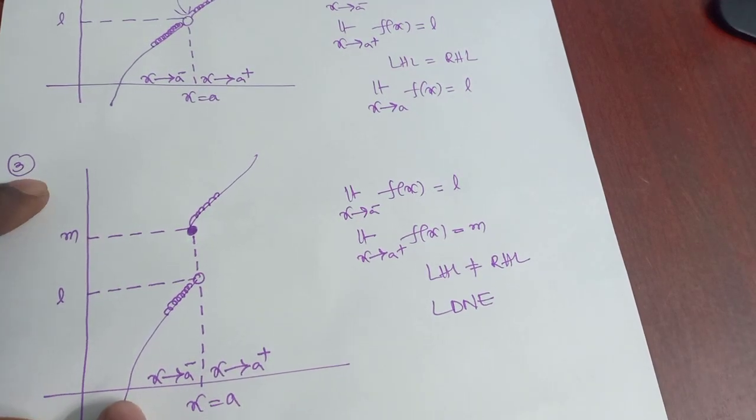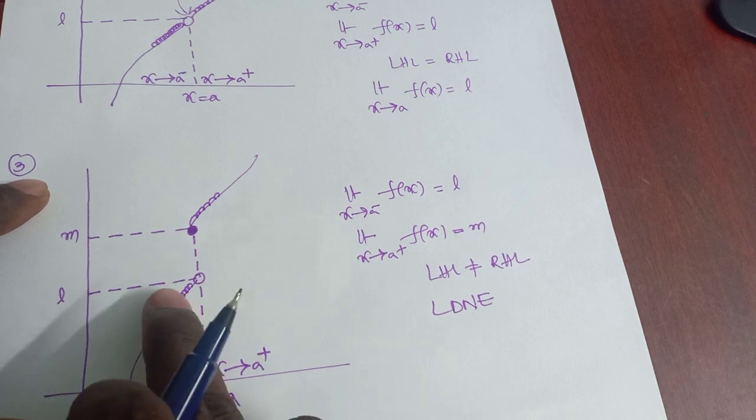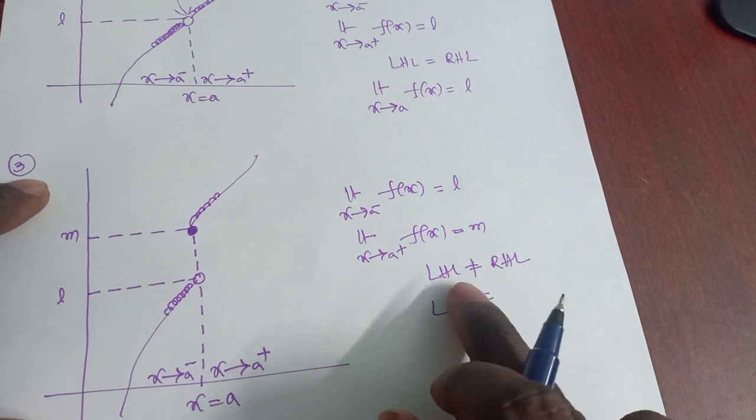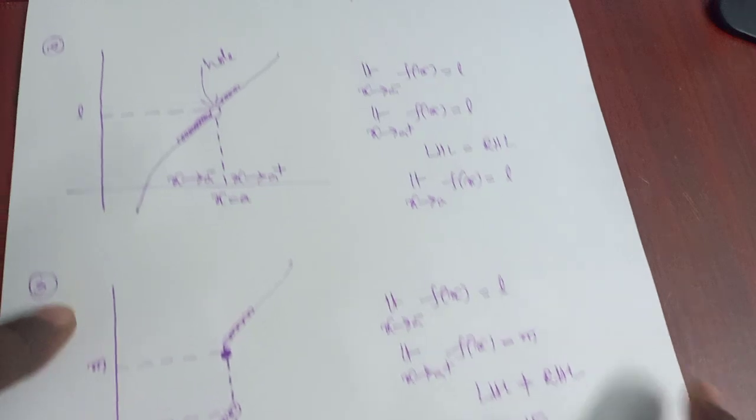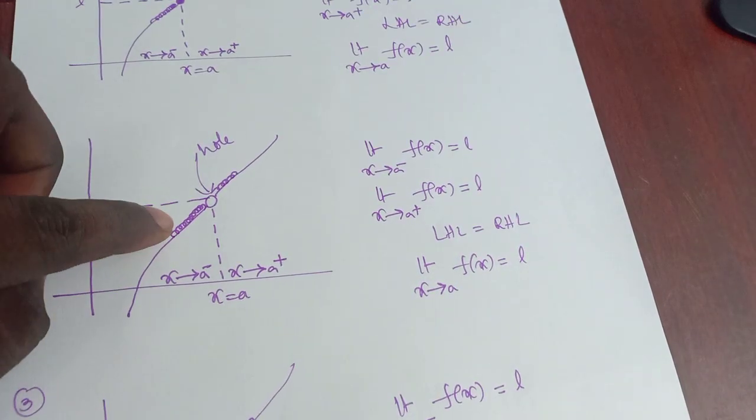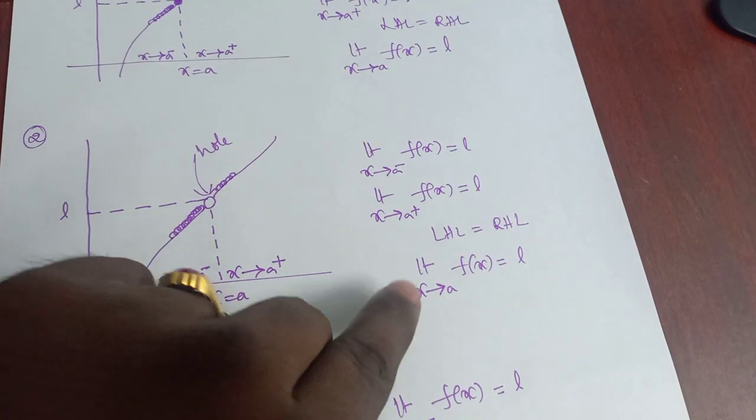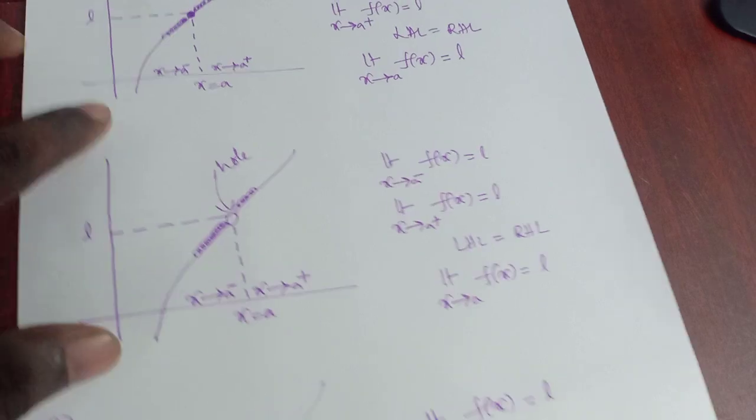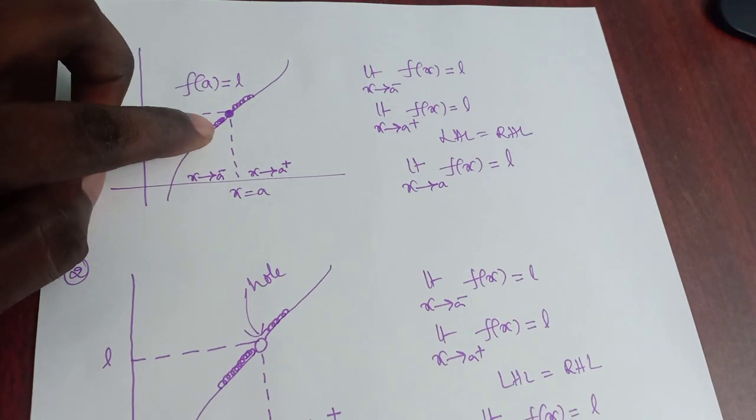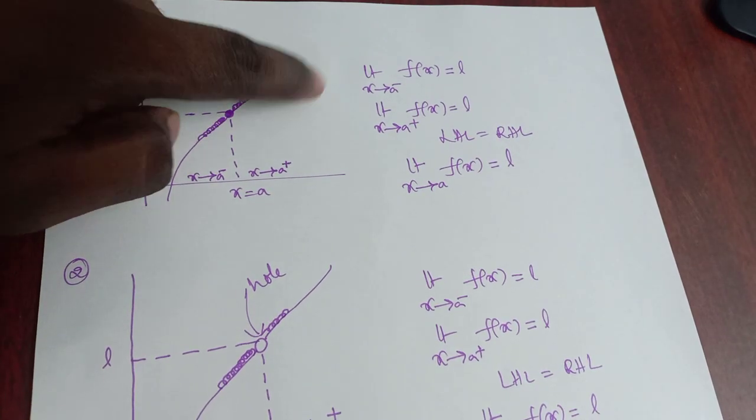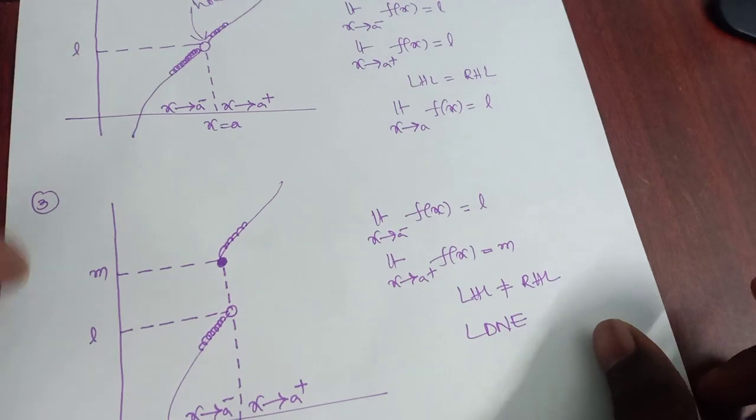Clearly from the third graph, what we observe? If the graph is broken, the limit does not exist. But if there is a hole in the graph, the limit exists, whether or not there is a functional value at this point. So this is the main concept of limits.